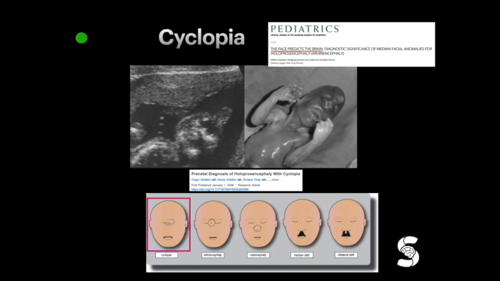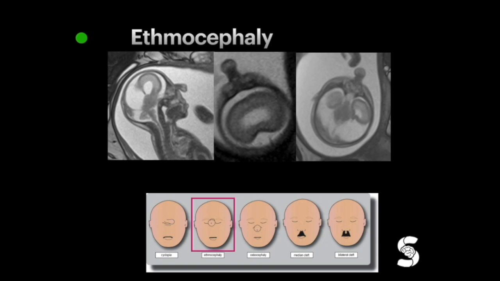As De Meyer et al. pointed out several years ago, the face predicts the brain. Certain facial anomalies predictably have associated brain anomalies, such as cyclopia with arhinia seen in association with holoprosencephaly. Ethmocephaly refers to another rare type of midline craniofacial anomaly that's characterized by the presence of extreme hypotelorism, arhinia, and a midline proboscis.